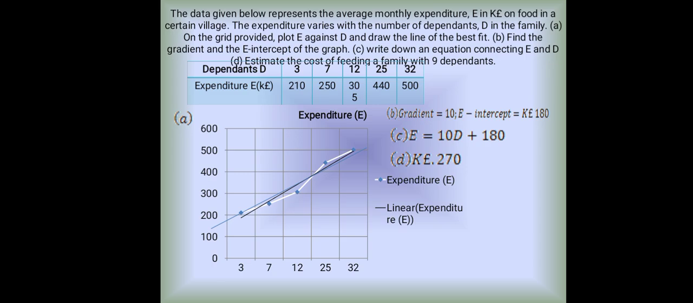B. Find the gradient and the E-intercept of the graph. C. Write down an equation connecting E and D. D. Estimate the cost of feeding a family with 9 dependents.